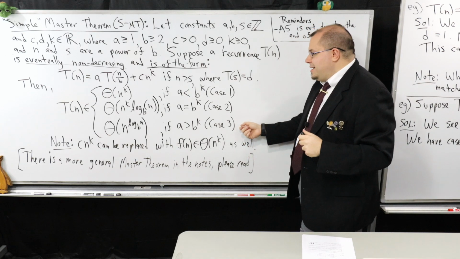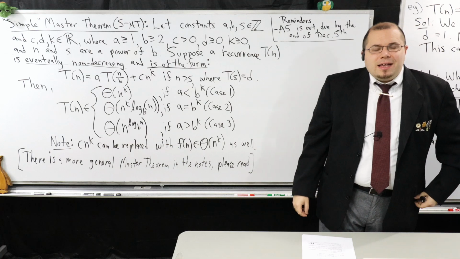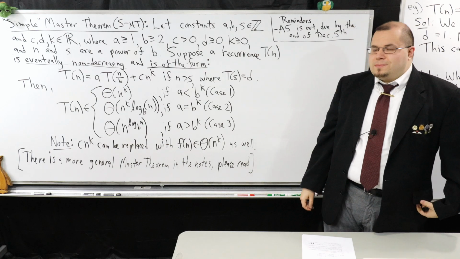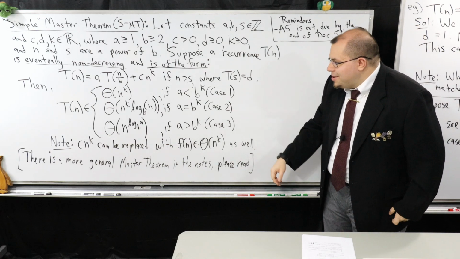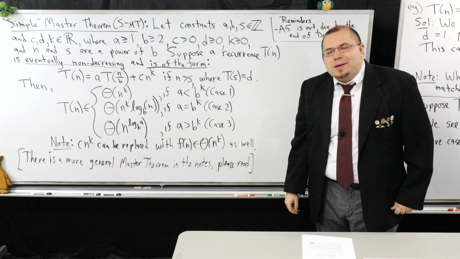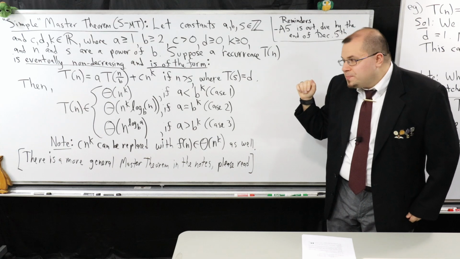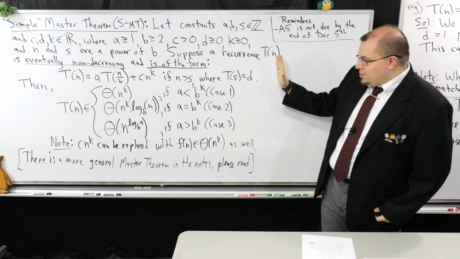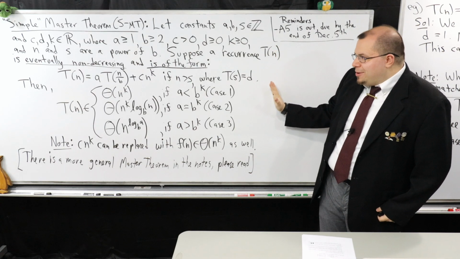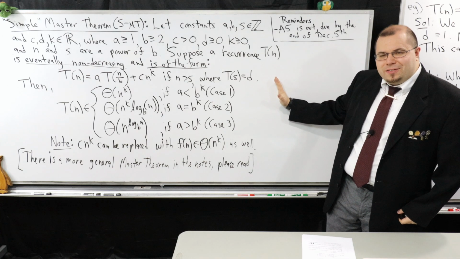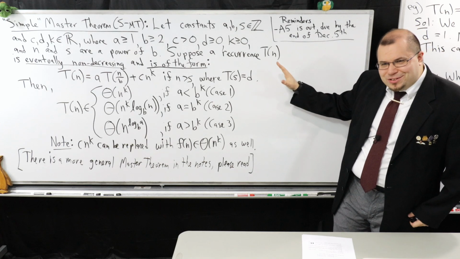And then there's the third case. If a is greater than b to the k, then I can tell you that T(n) is big theta of n to the power of log base b of a. When you look at this, first, are there any questions about this statement in itself before I proceed to give you some intuition with it?